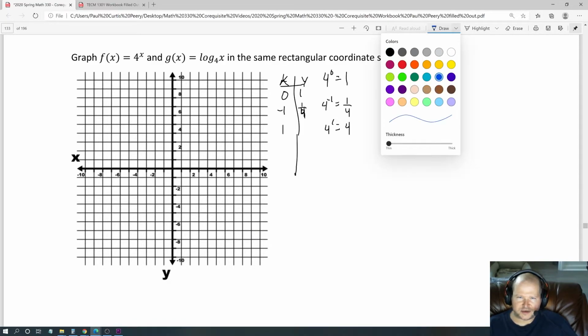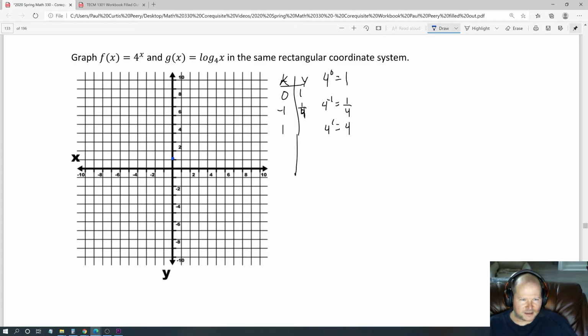So 0 gives 1, so 0, 1 would be right there. And then negative 1 gives 1 fourth, so negative 1, 1 fourth, approximately right there, maybe a little less. And then when x is equal to 1, this is equal to 4. So 1, 4 is over there. So you can kind of get a feeling. Now it's going to get infinitely close to here.